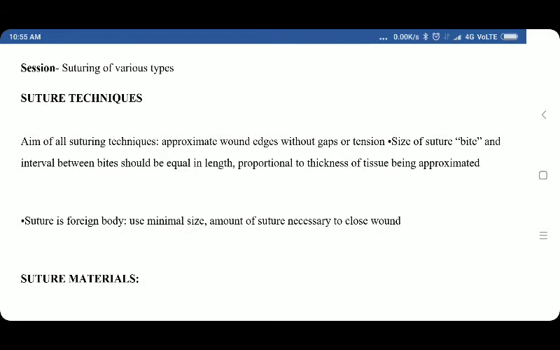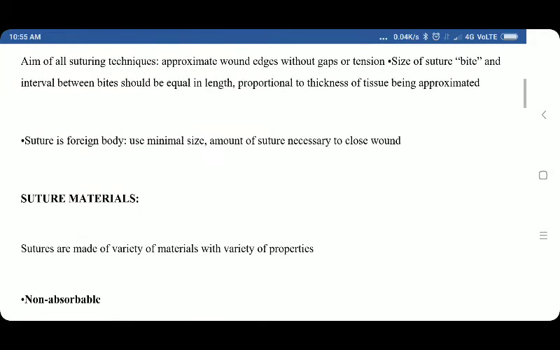Suture is a foreign body, that's why we should use the minimal amount of suture necessary to close the wound. Because sutures act like a foreign body inside the wound, they produce inflammation and other reactions. So that's why the material used for suturing should be minimal.